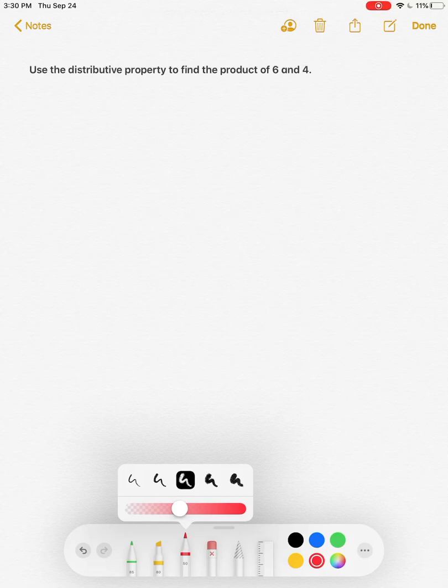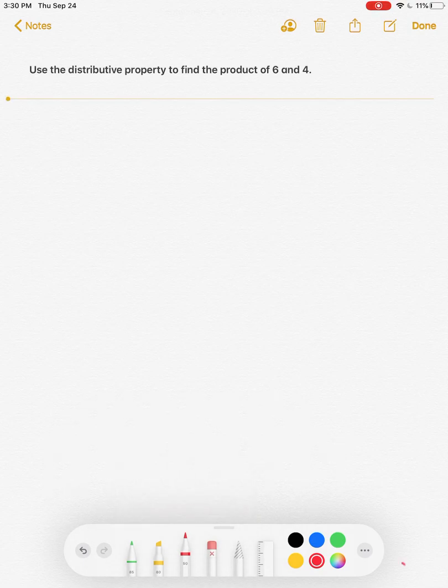Hi friends, today we get to use the distributive property to find the product of 6 and 4. So what does that really mean? Well, a product is an answer to a multiplication problem, and the factors in this case are going to be 6 and 4. So we want to find the answer to 6 times 4 using the distributive property.